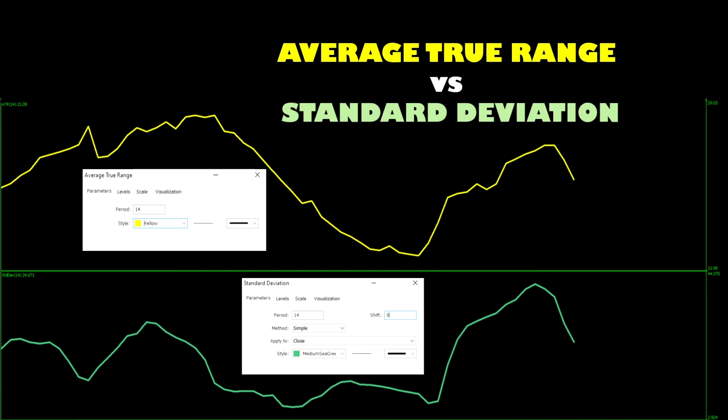The current readings on this particular example are not too dissimilar, with the ATR at 21.09 and the standard deviation at 24.67. The standard deviation is worth a go to see if it works better on a particular asset, but the ATR is still the choice for most traders.